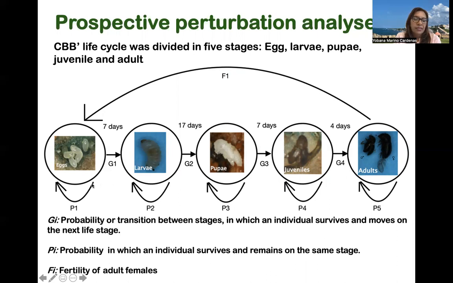Also, we calculated the probability PA, or probability to survive and remain in the same stage. For example, here is PA, the probability to survive as egg and remain as egg. And here P5 is the survival of the adult females. In the case of the coffee berry borer, only the adult females contribute to the population growth, so we only calculated the fertility of the adult females.